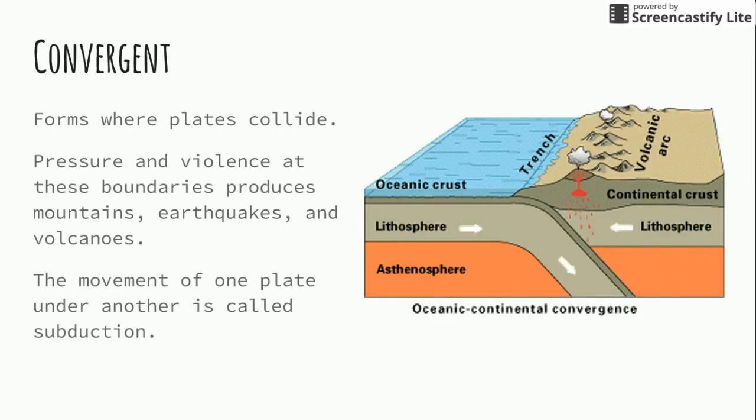At convergent boundaries, this forms where plates collide together. So in this picture, you see the oceanic crust colliding with the continental. The pressure and the violence at these boundaries produces things like mountains, earthquakes, and volcanoes. The movement of one plate under another is called subduction. So you'll see that in this picture, the oceanic crust slides underneath the continental into this subduction zone where it then melts back into the mantle. This oceanic crust we know goes below the continental because the oceanic crust is more dense.